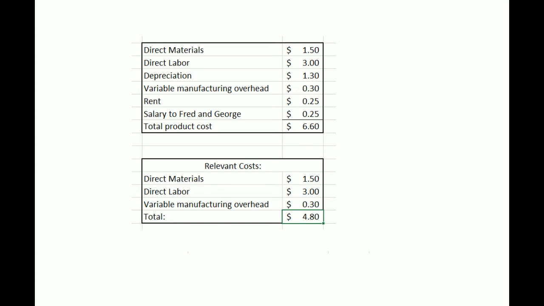And the outside supplier says that he will sell each boxing telescope for $5. So the difference is really small, it's only 20 cents, but they should keep making them because they will save more money like this.